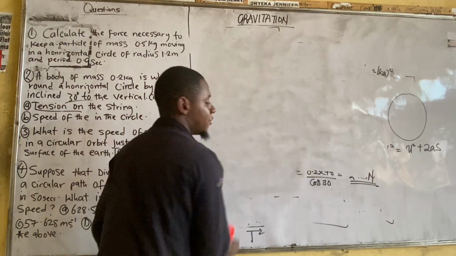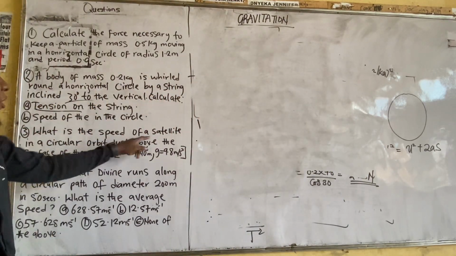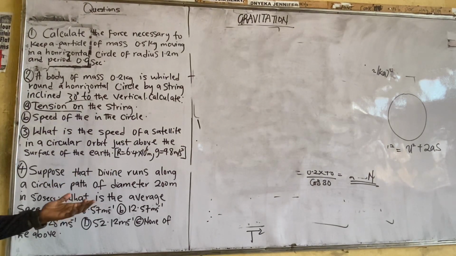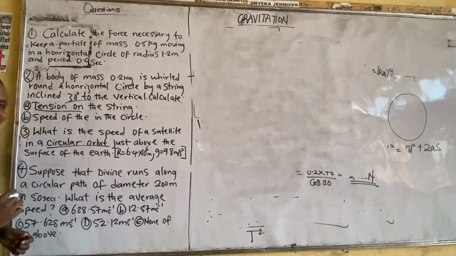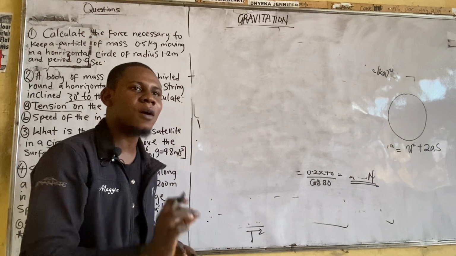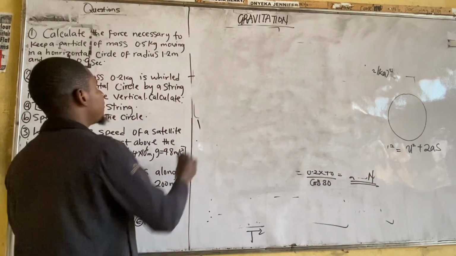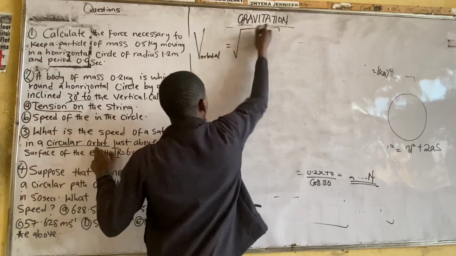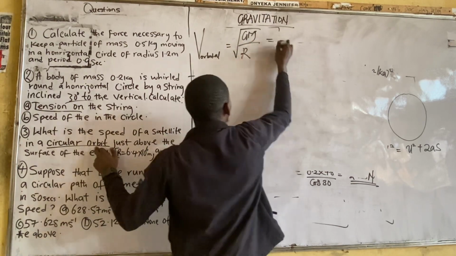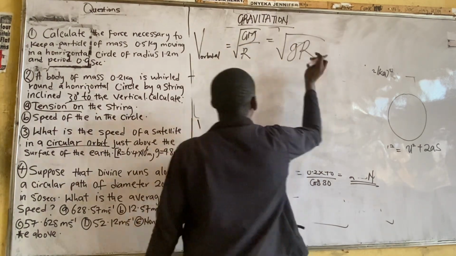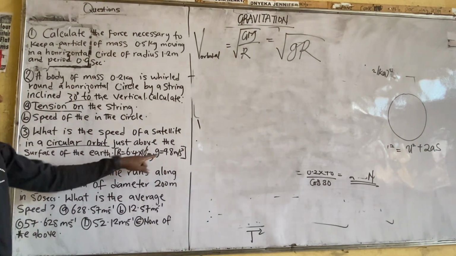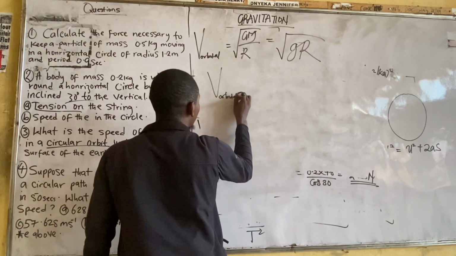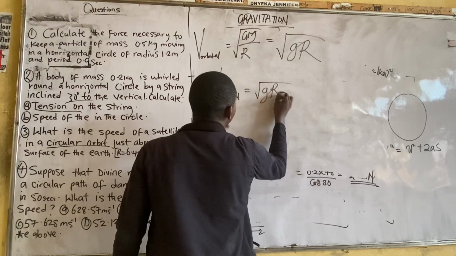The third question states, what is the speed of a satellite in a circular orbit just above the surface of the Earth? It's very simple and straight. Orbit, meaning orbital velocity, that's what they're asking, or the orbital speed. I've told you before that the orbital speed is equal to the square root of GM over r, which can also be the square root of gR. We are given the radius and we are given gravity. So we use the second relationship, that the orbital speed is equal to the square root of gravity times the radius of the Earth.